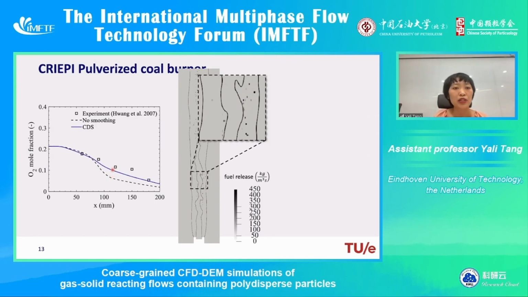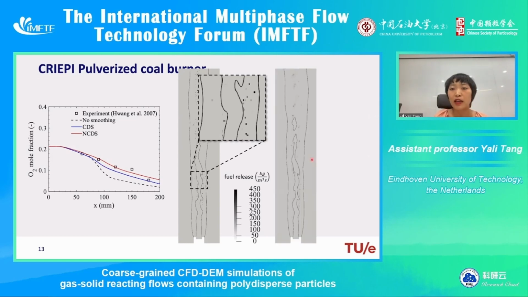If we apply the smoothing scheme, but with this constant length scale, you can see that the result has been improved very much. However, we can obtain an almost excellent agreement if we correct this length scale with the local particle size.